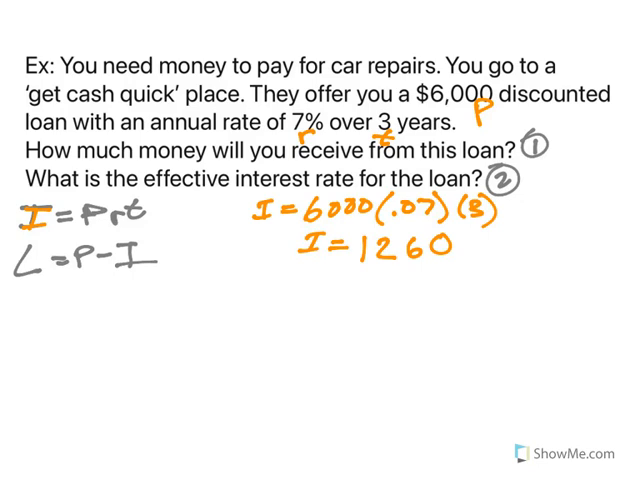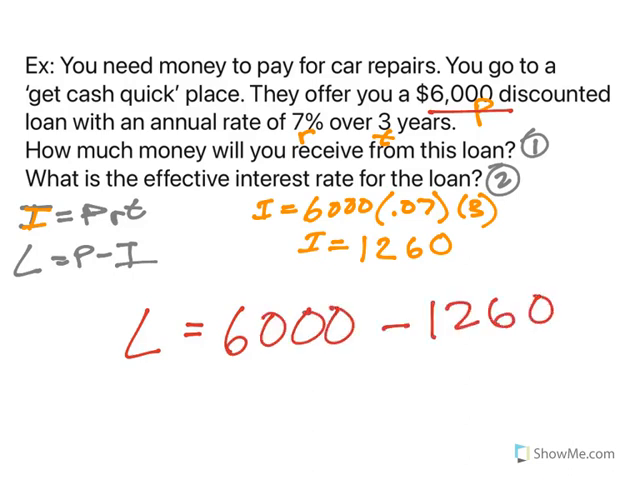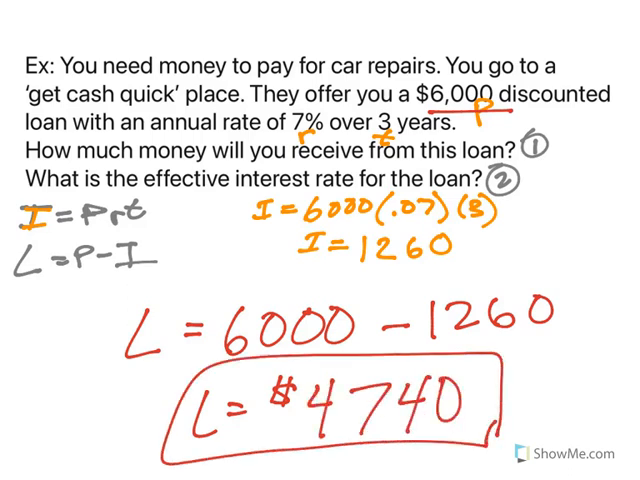So how much am I receiving? Well, the amount to receive is the principal, which is $6,000, minus the interest we just calculated, which was $1,260. So I'm only going to receive $4,740. Again, what I mentioned earlier, if your car repairs were more than $4,740, then you need to borrow more money. But if this is enough to cover your car repairs, then this is fine. You're going to have to pay back $6,000, but you only received $4,740.